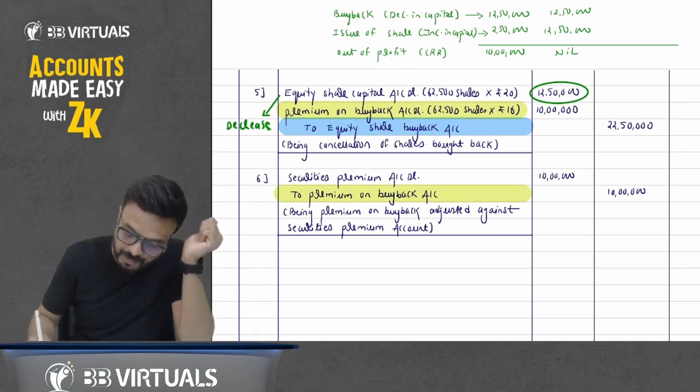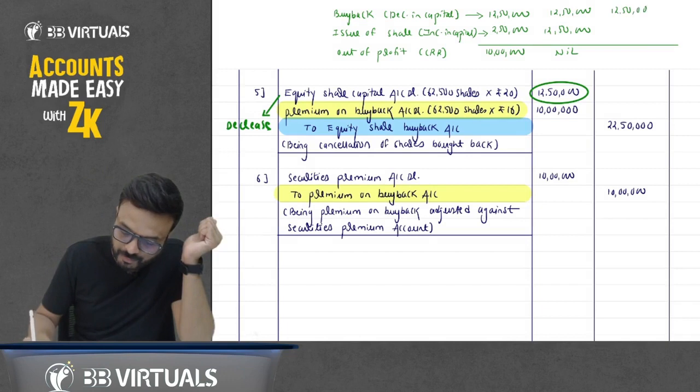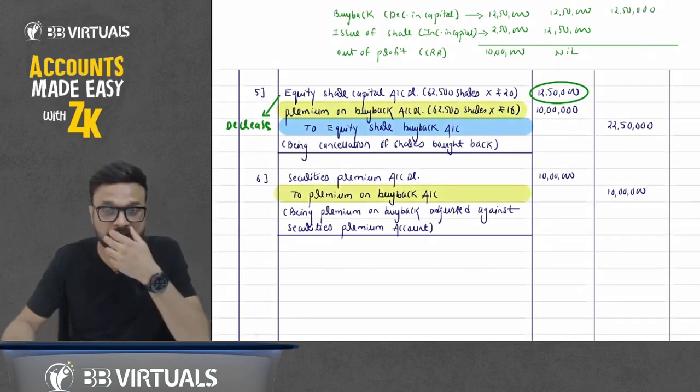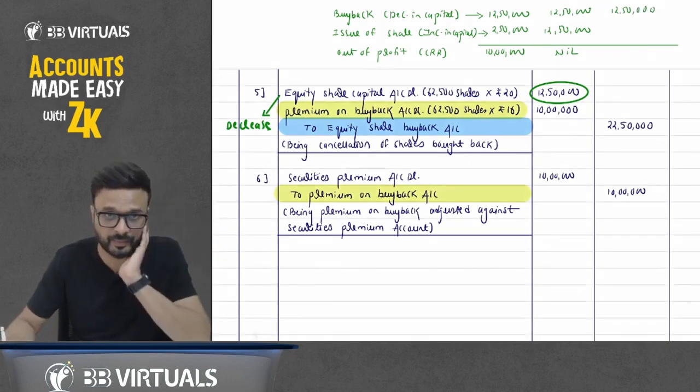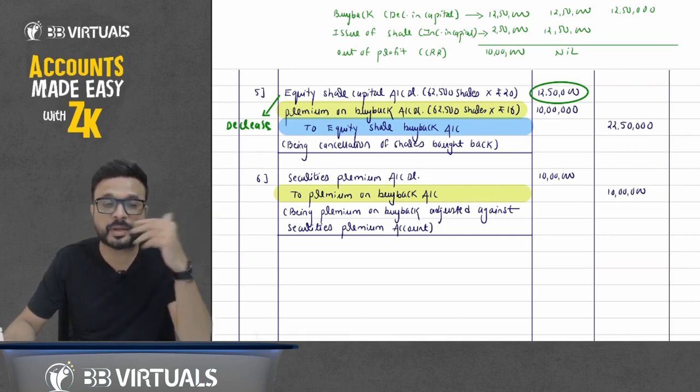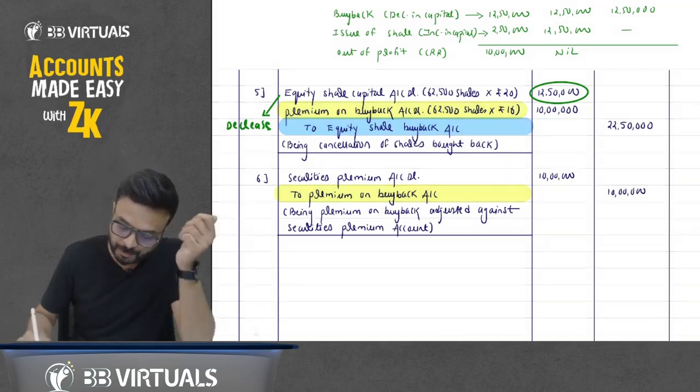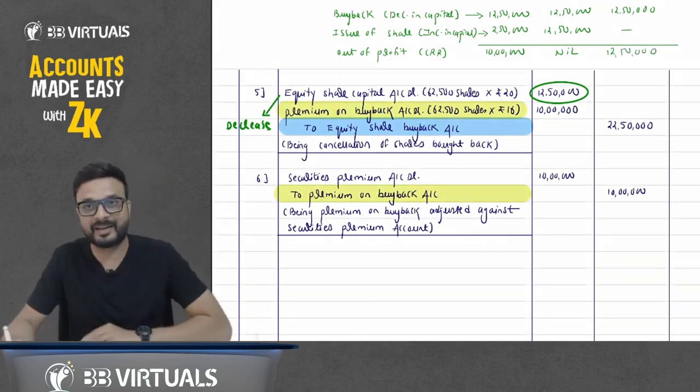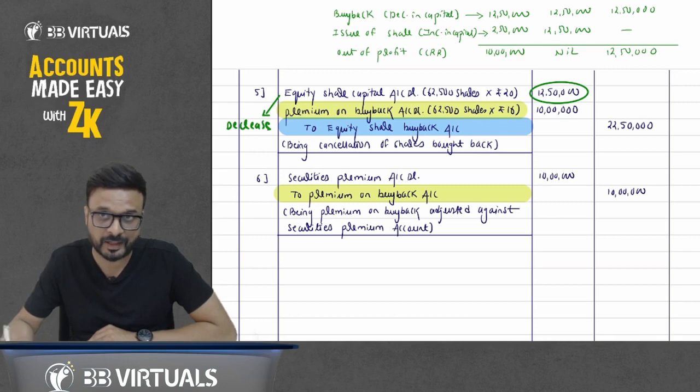Third, suppose the buyback is 12 lakh 50,000, so the decrease in capital is 12 lakh 50. But if you have not issued any shares in the market, then the complete 12 lakh 50,000 will be out of profit. A different situation I am creating here. 12 lakh 50 completely will be out of profit.